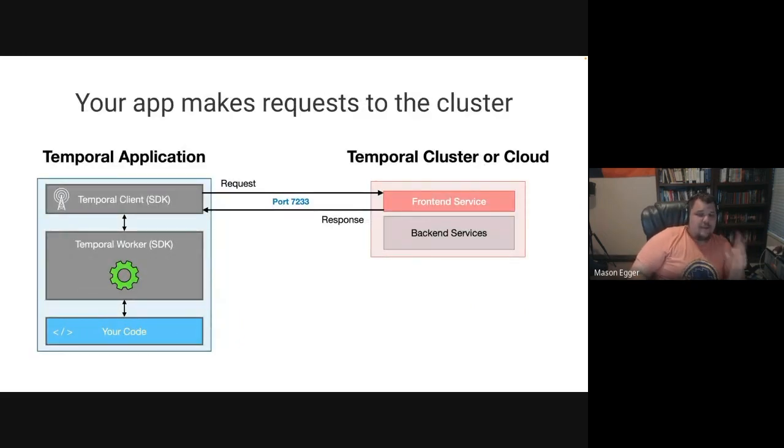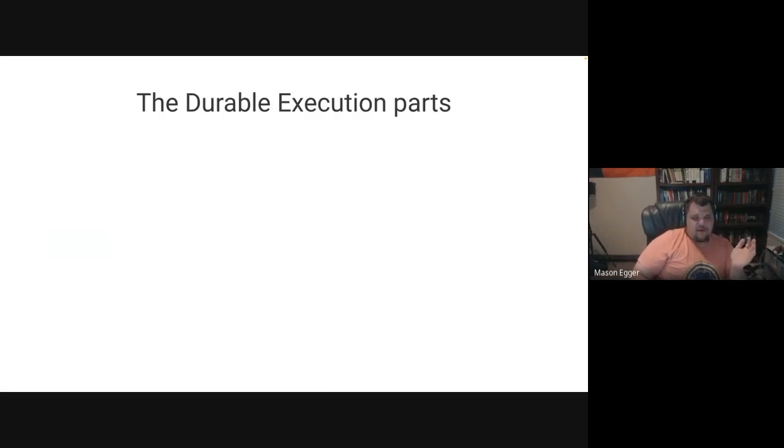Cool. So basically how this works is your app makes requests to the cluster. The Temporal client makes a request to the front-end service on the cluster across port 7233, and it gets responses from the Temporal cluster, like, hey, you need to poll, or you need to add this thing to your event history. And that's how it works. Then the Temporal worker basically relays that through the SDK and executes your code. Relatively straightforward way of doing it.